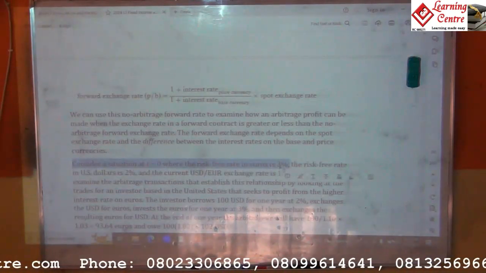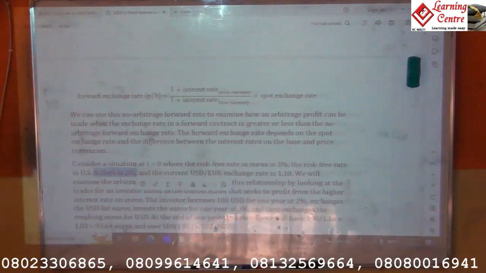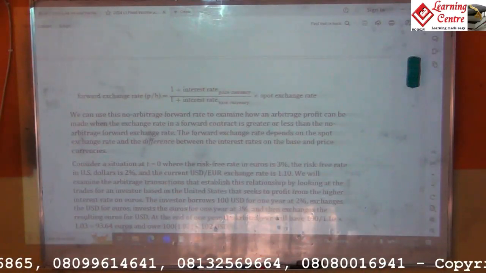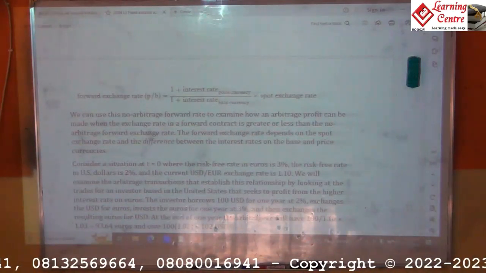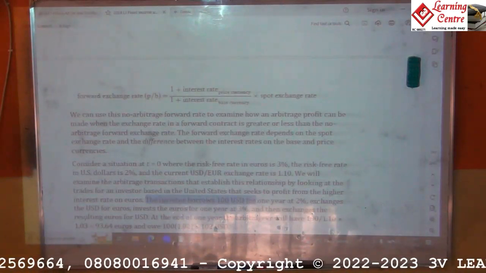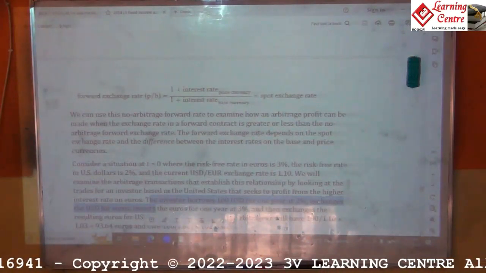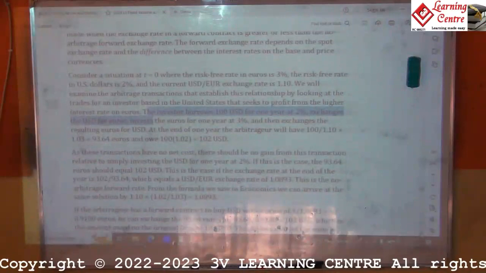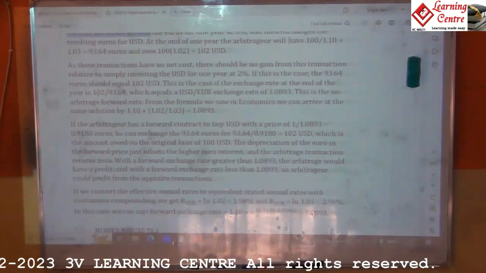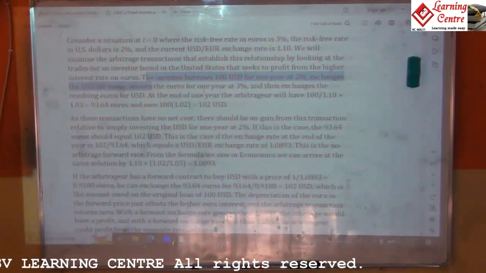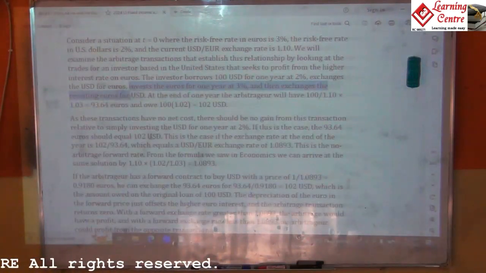So what this is saying is risk-free rate is 3%. Risk-free rate in euro is this. Risk-free rate in dollar is this. And the current exchange rate is 1.1. We will examine the arbitrage transactions that establish the relationship by looking at trades for an investor based in the US that seeks to profit. The investor borrows 100 USD for 1 year at 2%, exchanges the USD for euro, and invests the euro for 1 year at 3%, and then exchanges the resulting euro for USD.